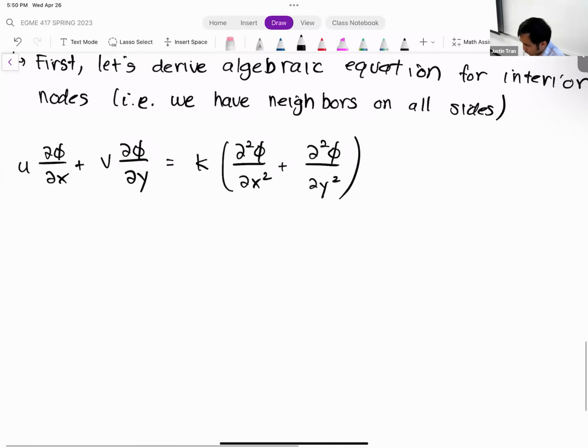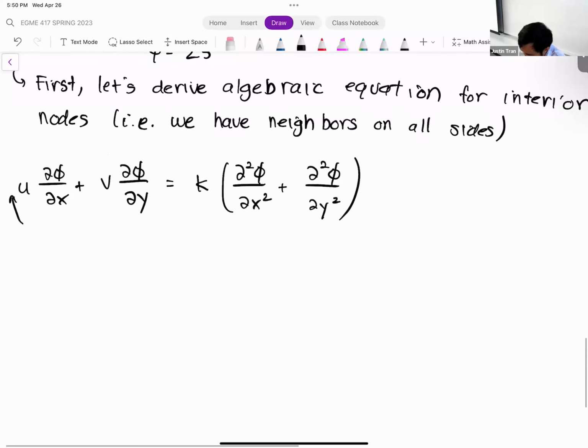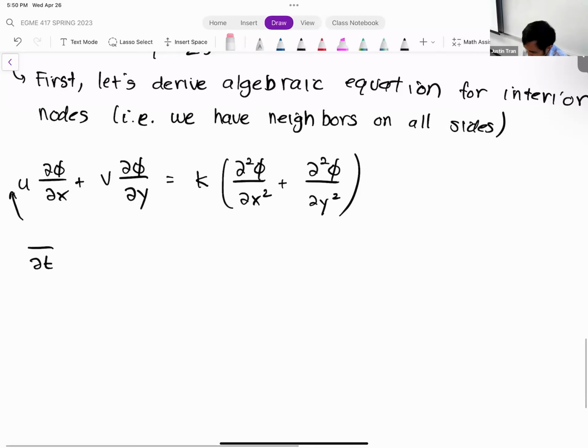All right, so for the project, what you would have in addition to this is partial phi partial t out in front here, right? So that's what you have for the project, but we don't have that here, so we're going to ignore it. So here is our differential equation, and let's go ahead and do what we usually do in finite differences, where we replace each derivative with a finite difference scheme.